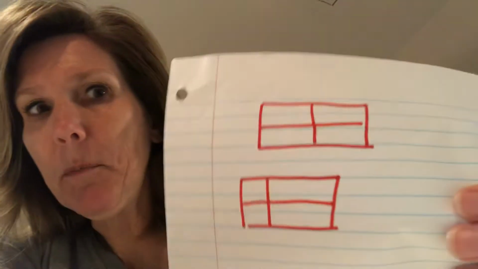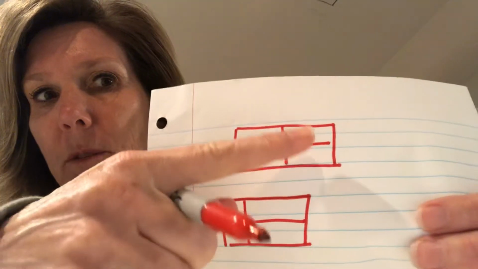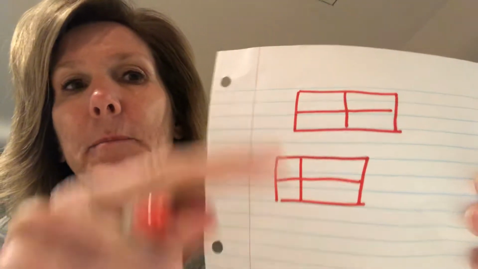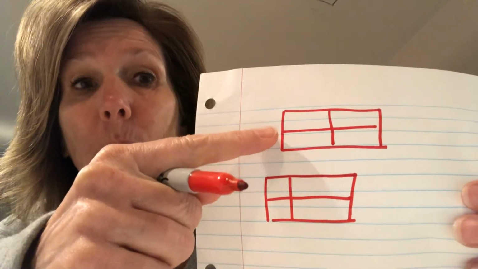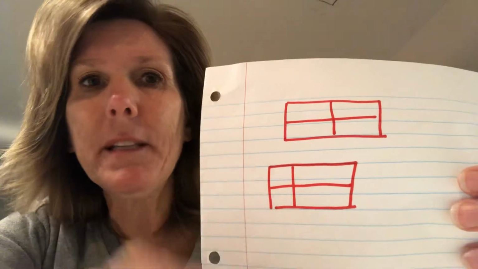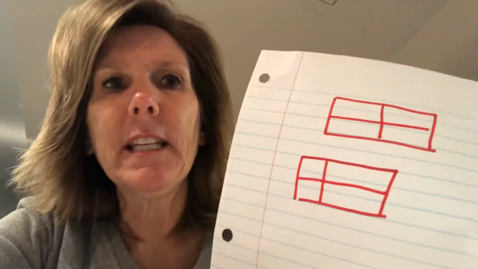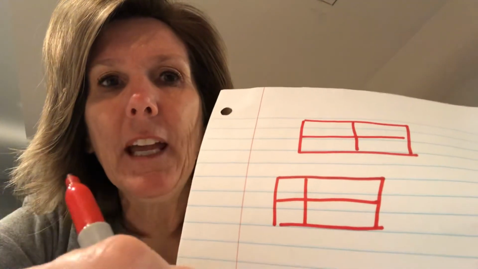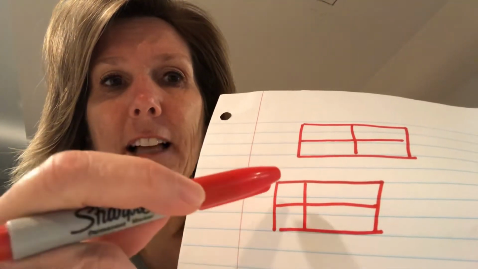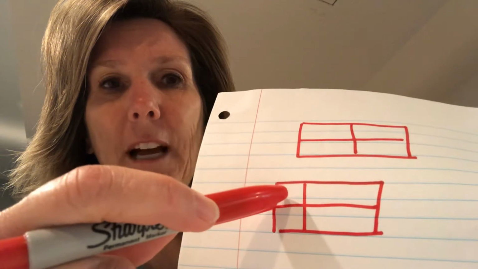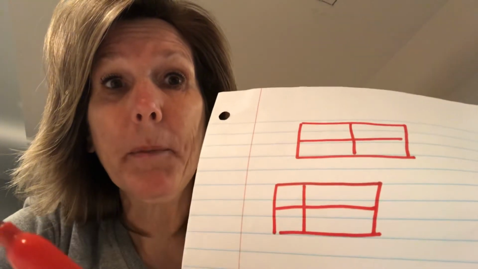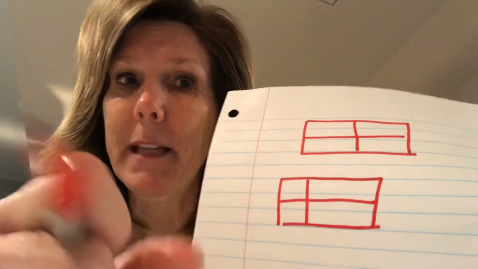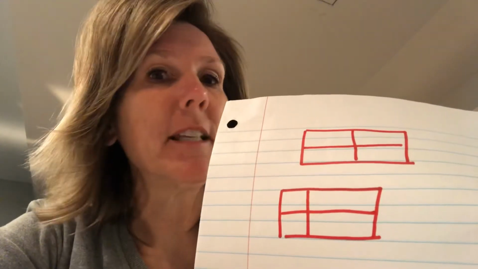Do you see the difference between these two? They're both in 4 pieces, 1, 2, 3, 4, 1, 2, 3, 4. But this one has 4 equal pieces, and this one has 4 pieces, but they're not equal. So I always tell the kids to look at it like this. If this were a chocolate bar, and I was passing it out to the class, would you be happy if you got the small piece or the bigger piece? I know I would be happier to have the bigger piece.